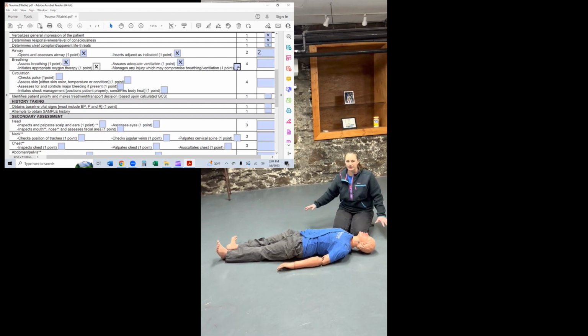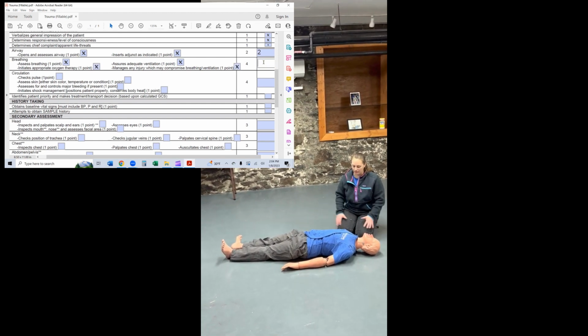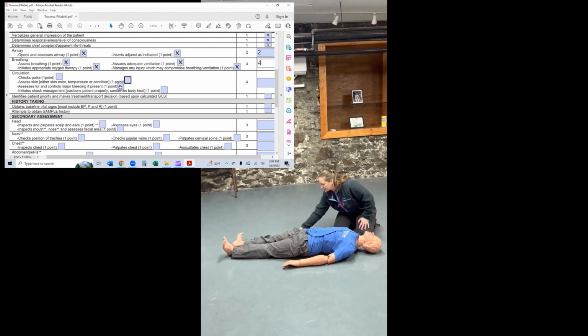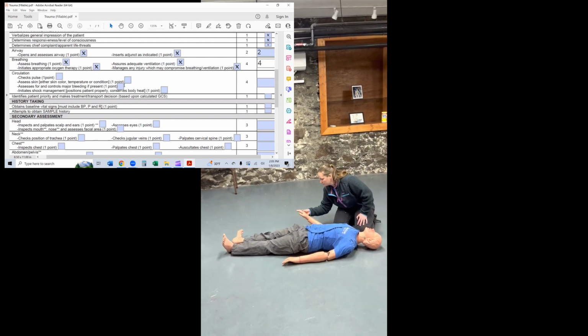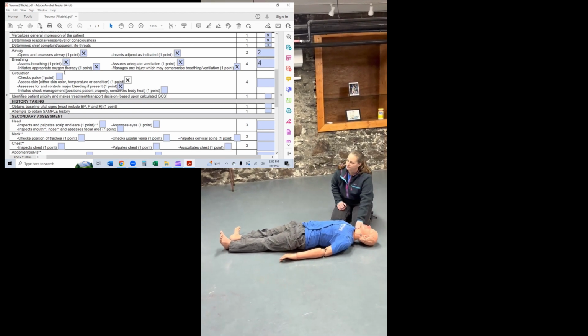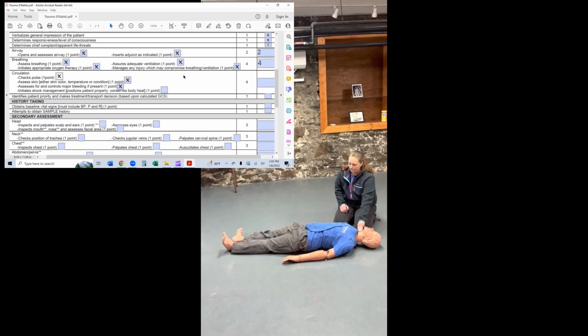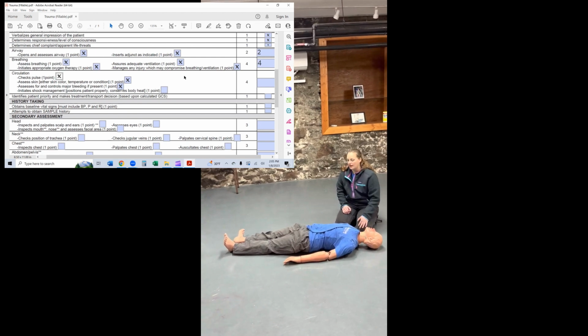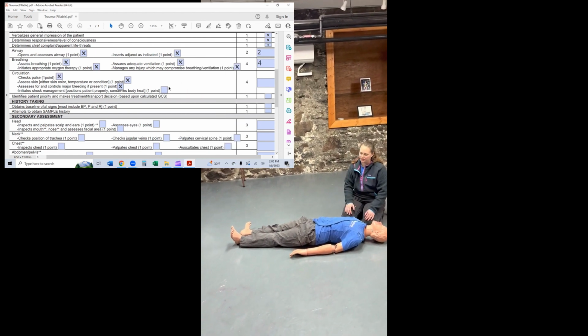Do I see any major bleeding anywhere? None obvious. Okay, no obvious bleeding. What is his skin condition? Cool, clammy, and pale. Okay, and what is his actual pulse rate when I check it? 100. Okay, I'm gonna go ahead and cover him with a blanket to treat him for shock and keep him warm.